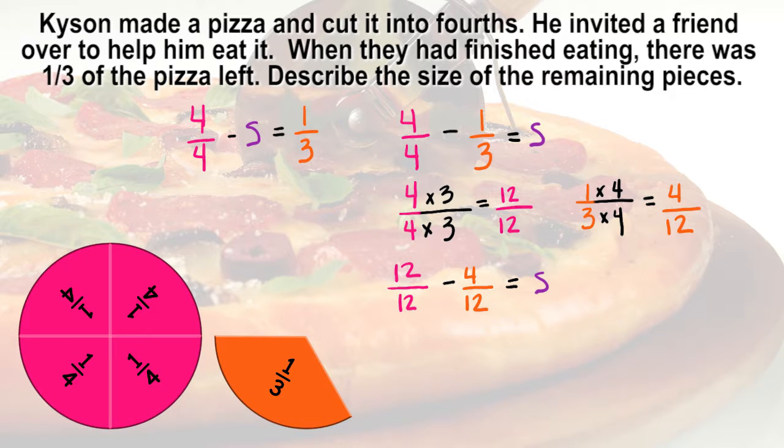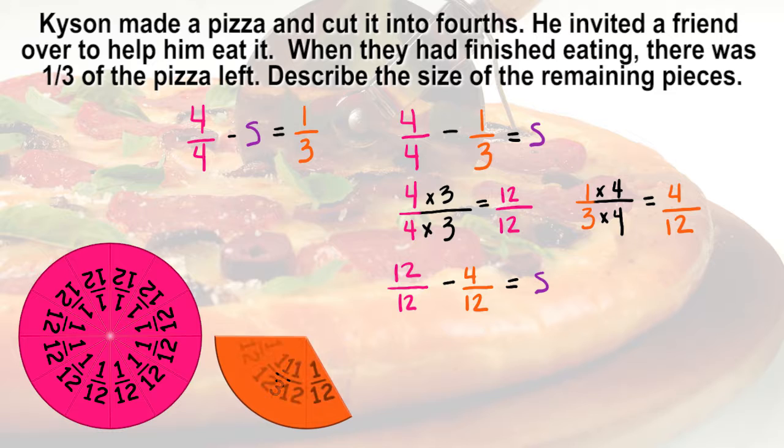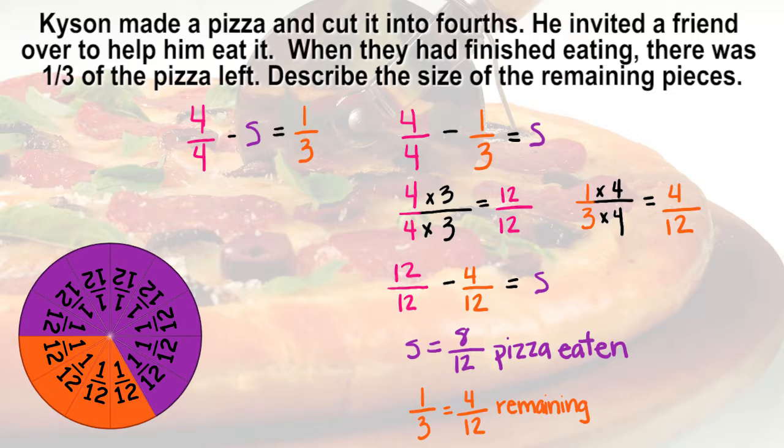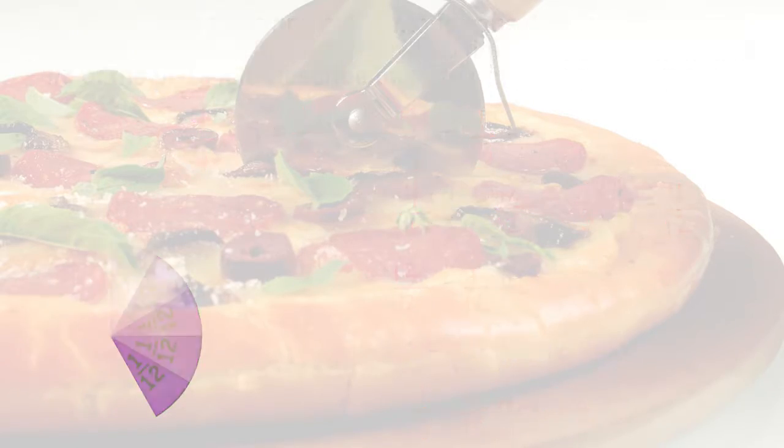Using fraction circles, turn each of the pieces into twelfths. The 4/4 changes to 12/12, and the 1/3 changes to 4/12. Now we can subtract the 4/12 from the one whole pizza, or the 12/12, for a difference of 8/12. They ate 8/12 of the pizza. The remaining pieces are in twelfths, or the 1/3 left over is equivalent to 4/12. Let's try another problem using a number line to model.